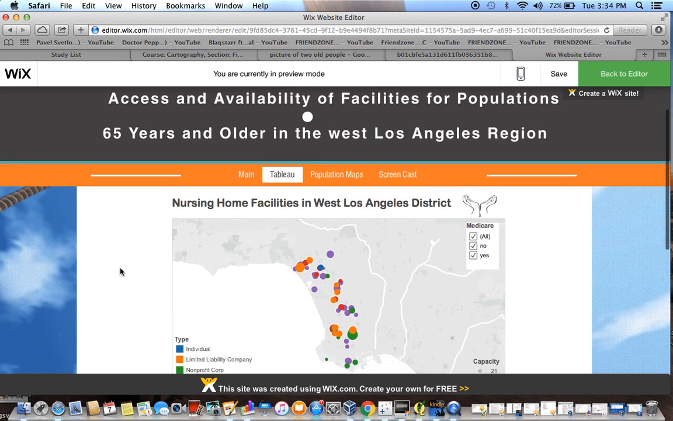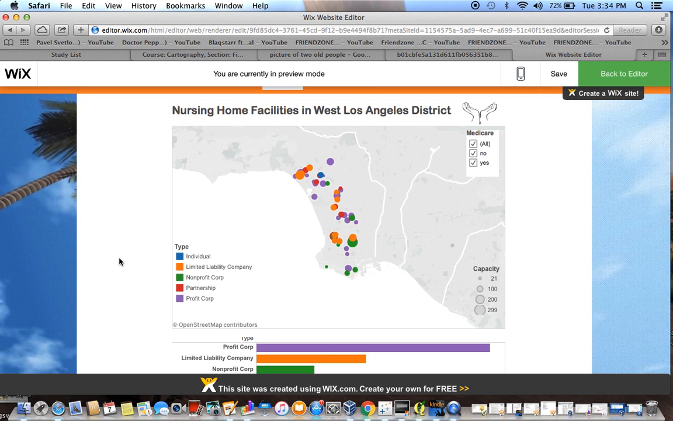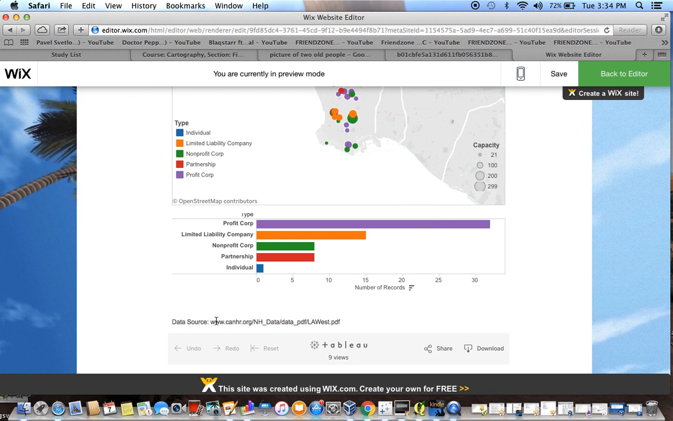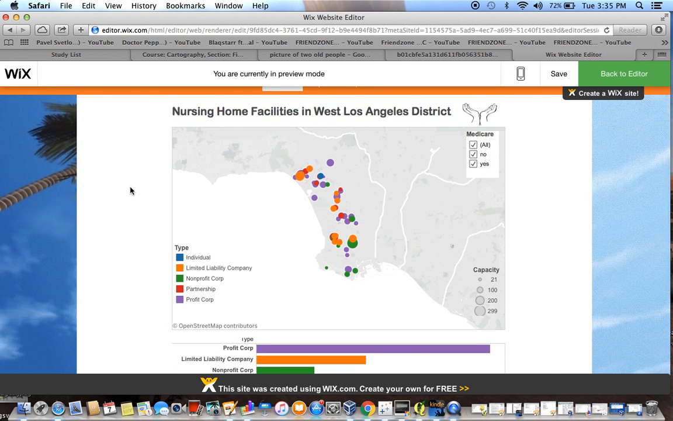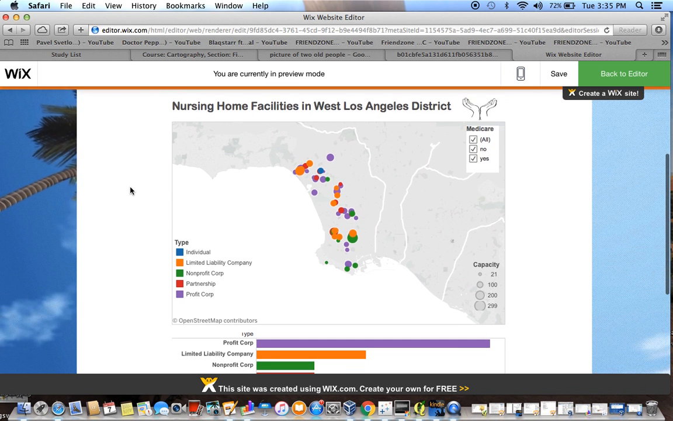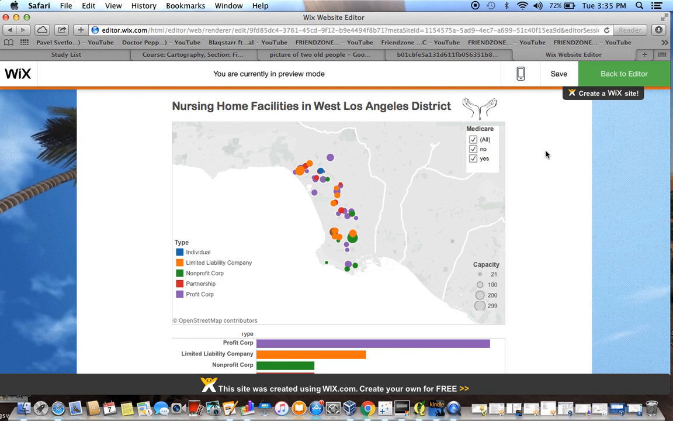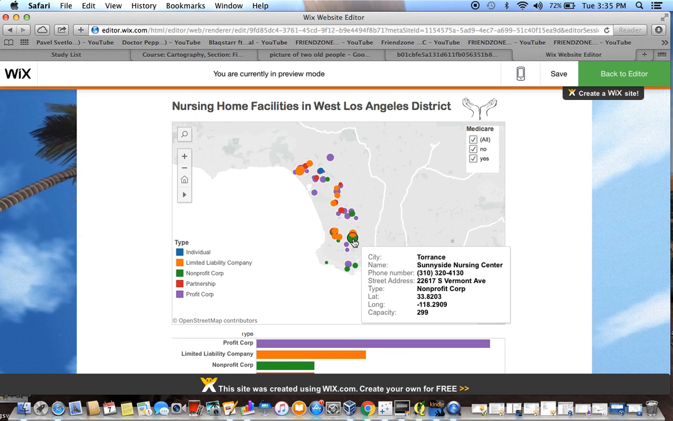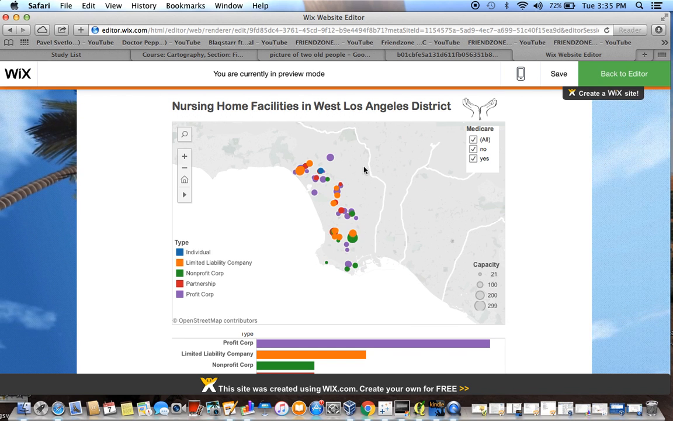I created a Tableau visualization of the 64 active nursing home facilities in the West Los Angeles district. In order to do this, I had to find data from this source, canhr.org, listing the 64 active facilities, and then created an Excel sheet with various categories such as ownership type, whether they accept Medi-Cal and Medicare, the capacity, and also what city, the name, the phone number, street address, type, and also I had to take the street address and put it into a software to calculate latitude and longitude in order to visualize it on Tableau.